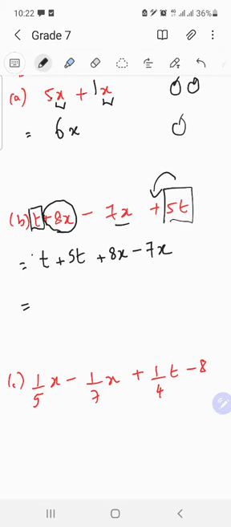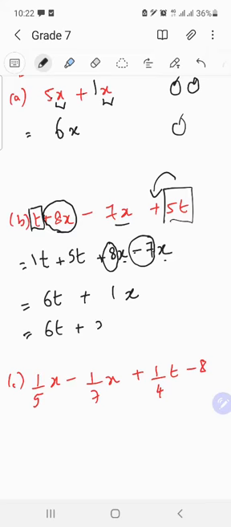So I have 1t plus 5t, which gives me 6t, plus family of x will stay x, and then I do addition and subtraction of the numbers. So I do 8 minus 7, which gives me 1. And one thing you have to remember is that 1 can be neglected, in the sense that I can write it only as x.